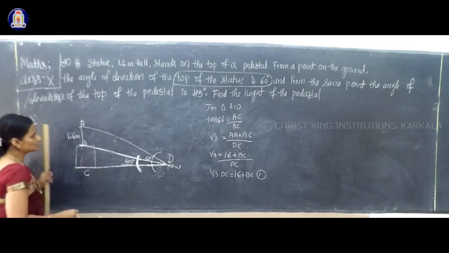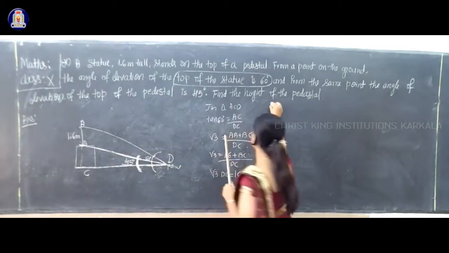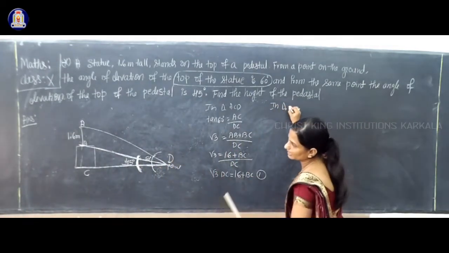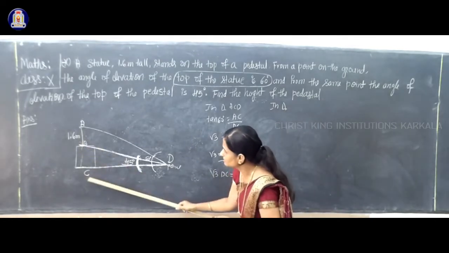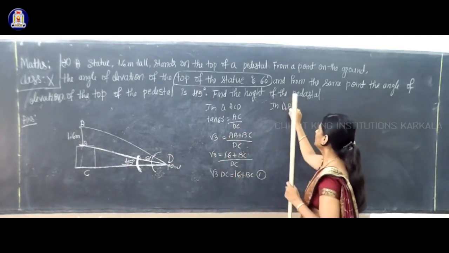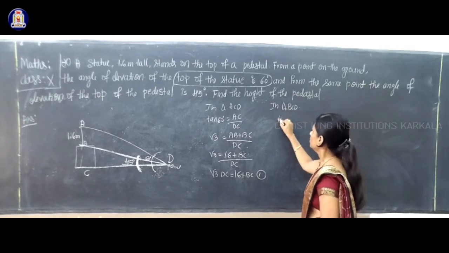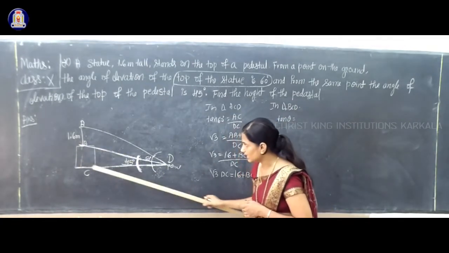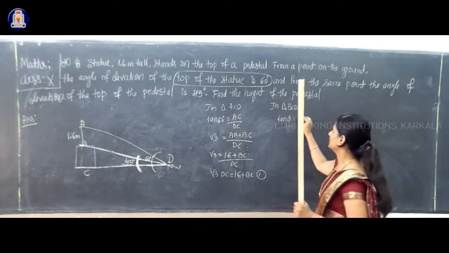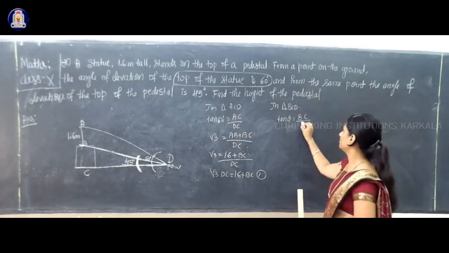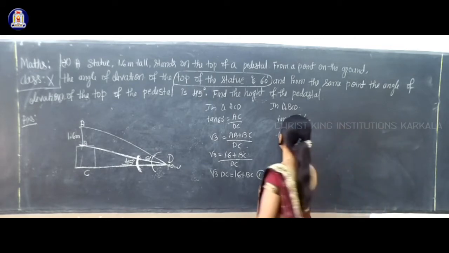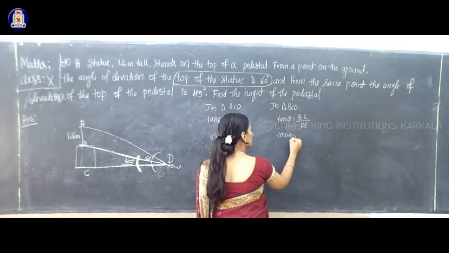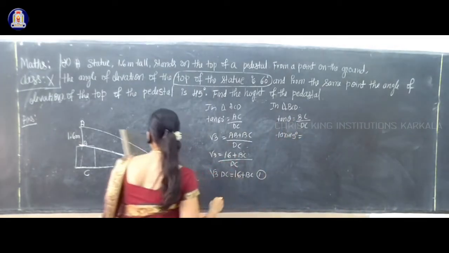So which triangle is it? In right angle triangle, which is that? BCD. Triangle BCD. What is your tan theta? Tan theta is opposite side divided by adjacent side. That is BC divided by DC. So tan theta, how much here? Theta is 45 degree. What is your BC?